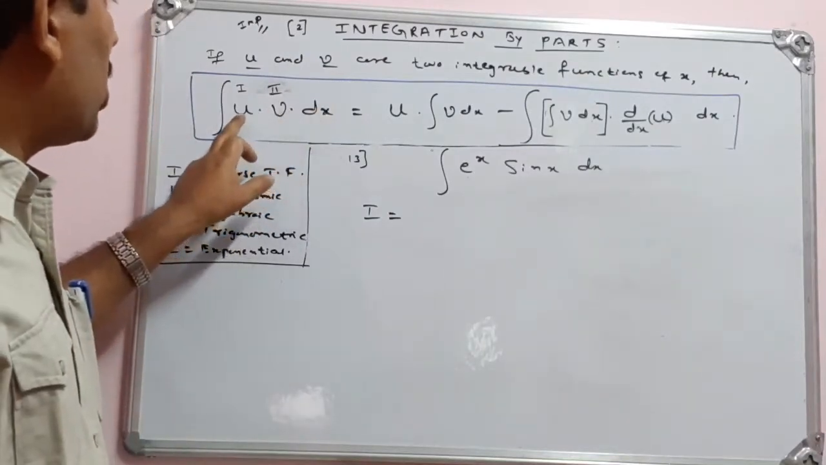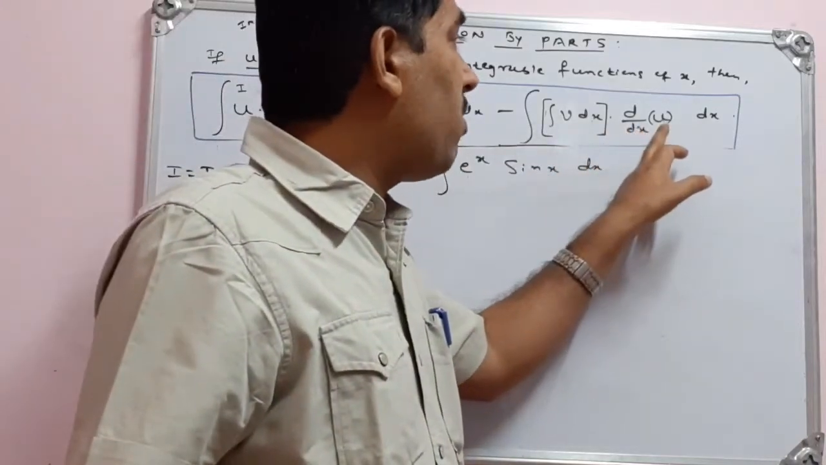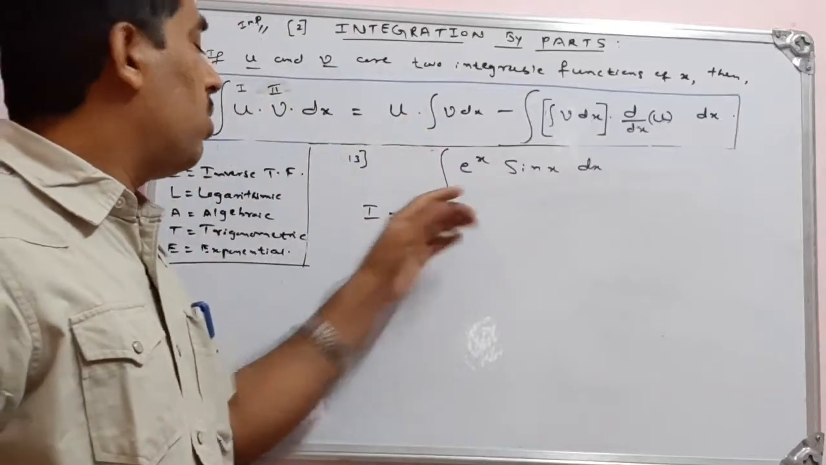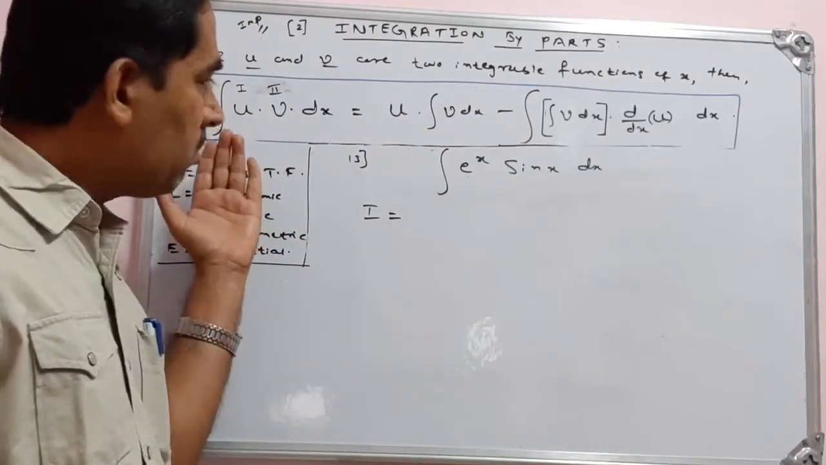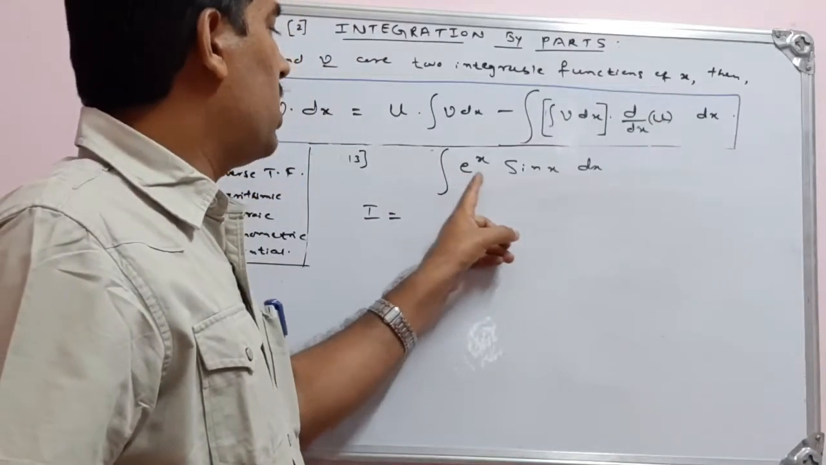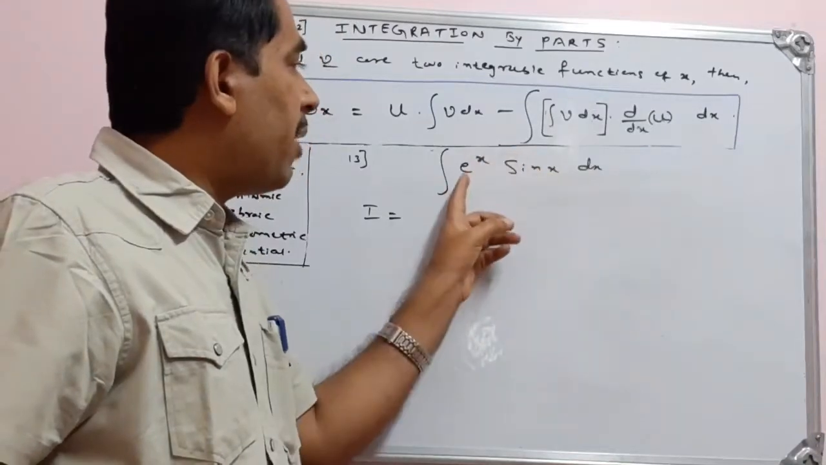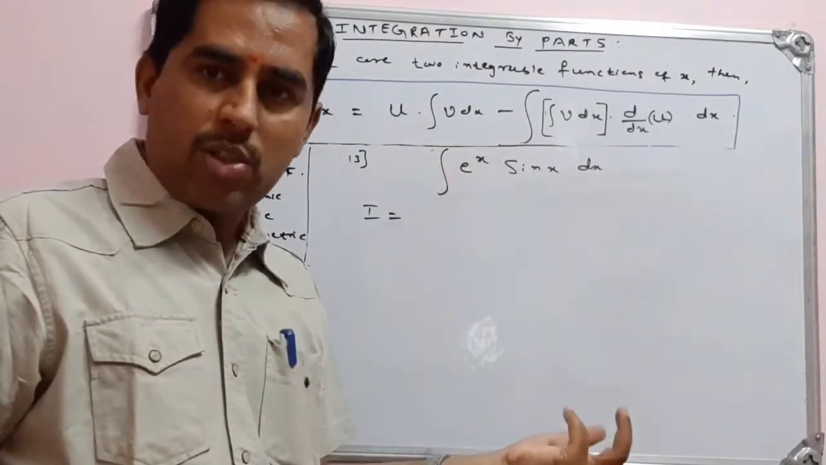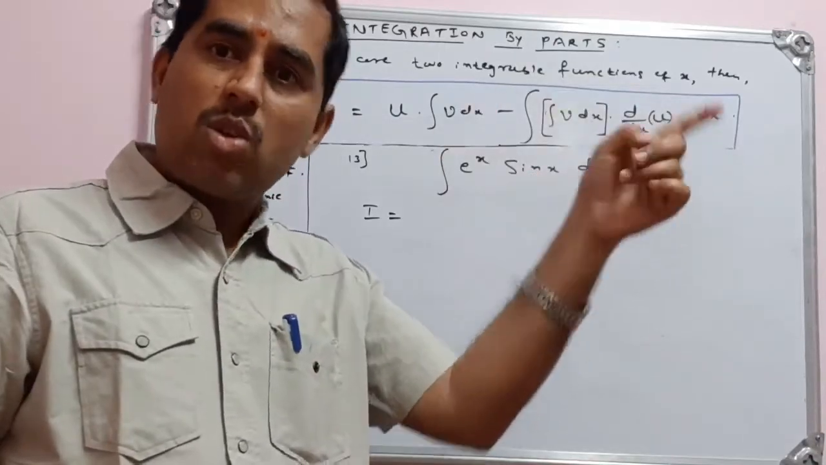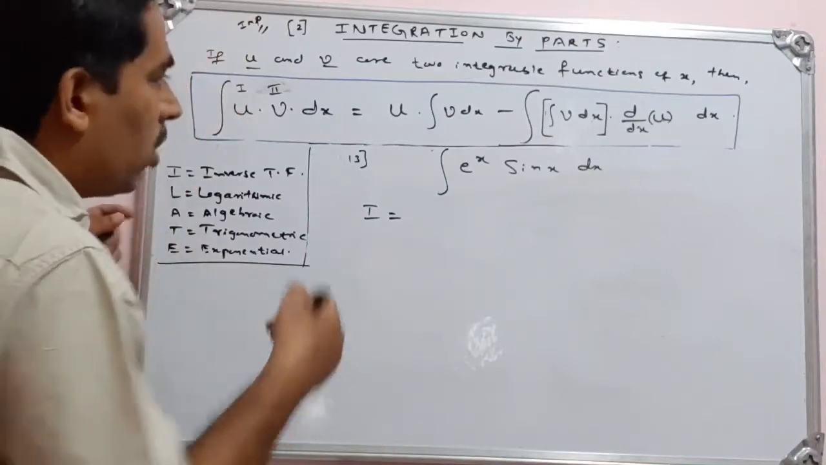The selection of the first function is very, very important, because we write the derivative of the first function. We should know the derivative of the first function. So here, if you don't follow this ILATE rule, we can still do this problem. Why? If you select e to the power of x as your first function, then the derivative of e to the power of x is e to the power of x only. And if you select sin x as your first function, then the derivative of sin x is also cos x. So both the possibilities are there, so even if we don't follow this, we get the answer.